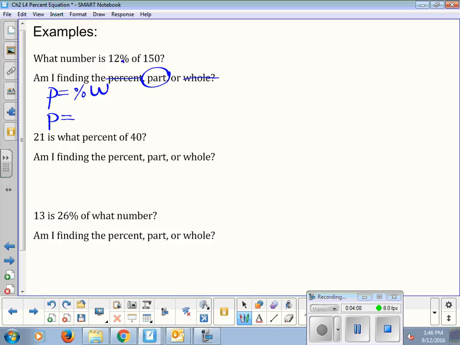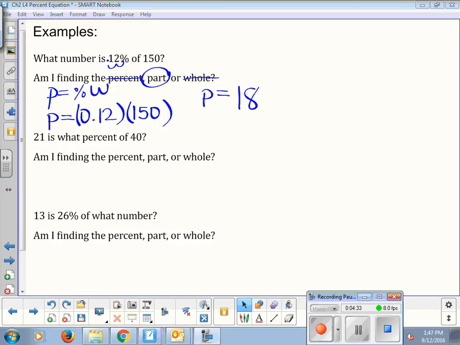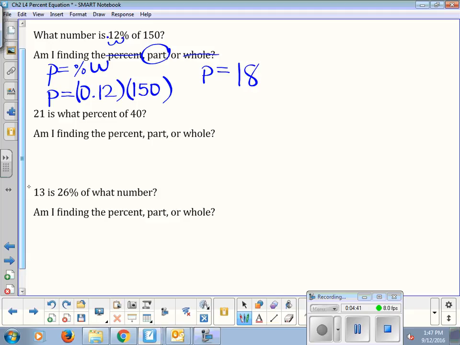We move our decimal point 2 to the left, so we get 0.12, and we multiply that by our whole number, which is 150. When you multiply these 2 values together, we should have gotten what? 18. So we know that 18 is 12% of 150. Why is it the part? It's not percent. Oh, because we're given the percent. We're given 12%. We're finding our part.